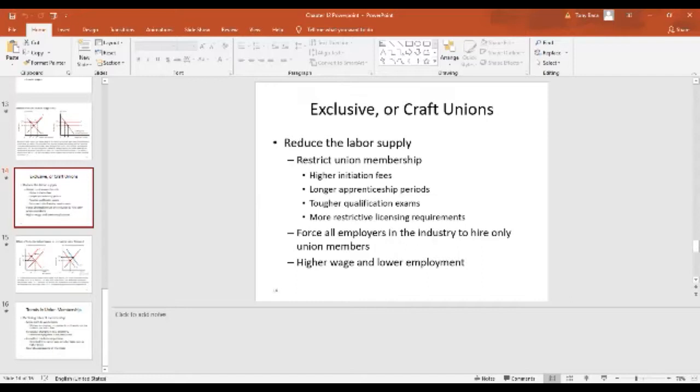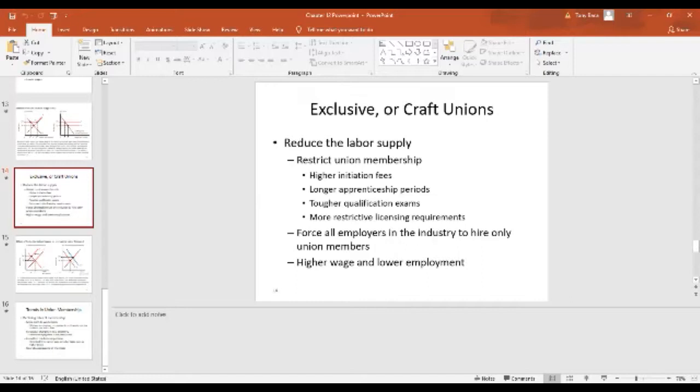And so they reduce the labor supply using a host of different tactics. This can be really high initiation fees, so charging very high fees to become a member of these craft unions. Long apprenticeship periods, which is basically internships, forcing new potential licensed carpenters to spend a lot of time working under a licensed carpenter, building their skill set. It keeps them out of the labor force. Tough exam qualifications, restrictive licensing requirements, just trying to really work the system to make it more and more difficult to become a qualified licensed carpenter.